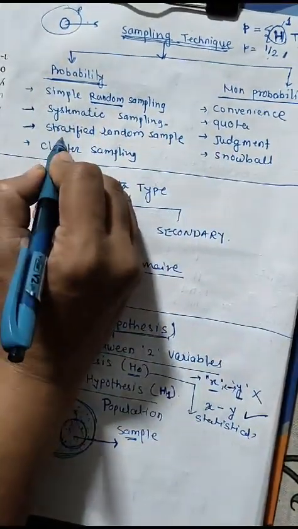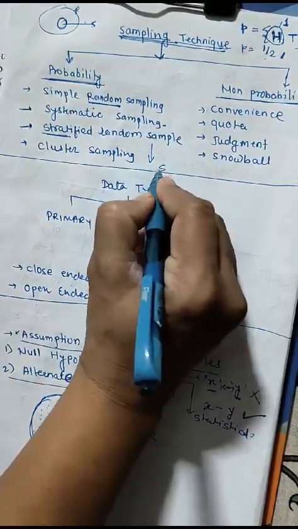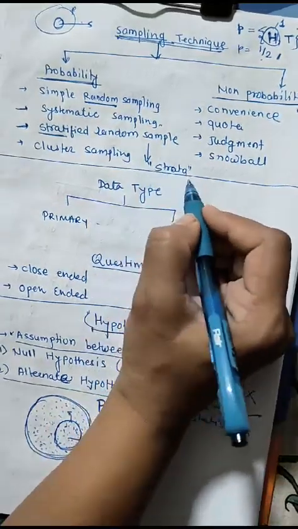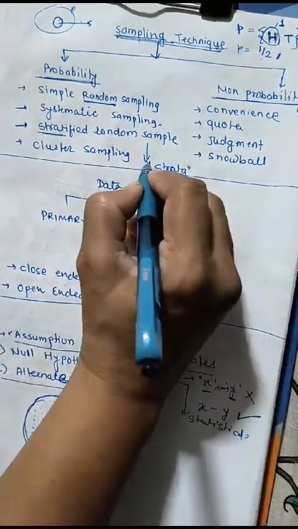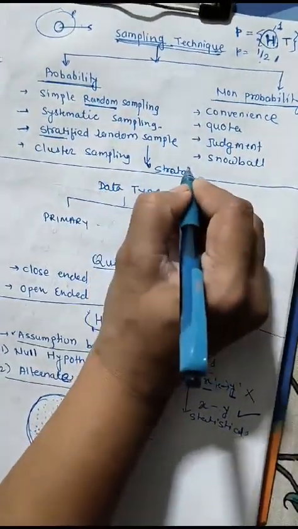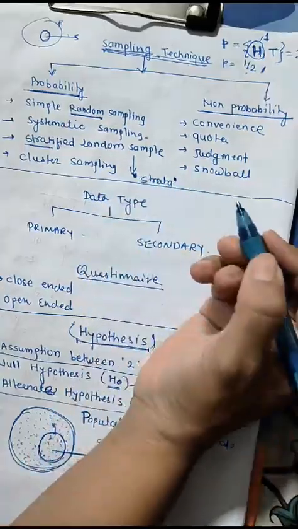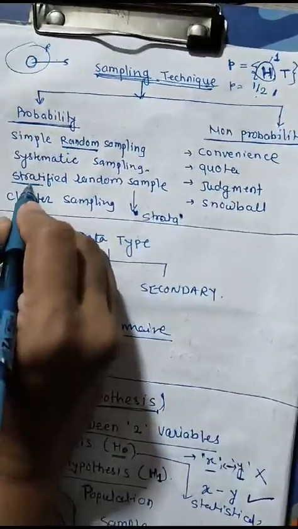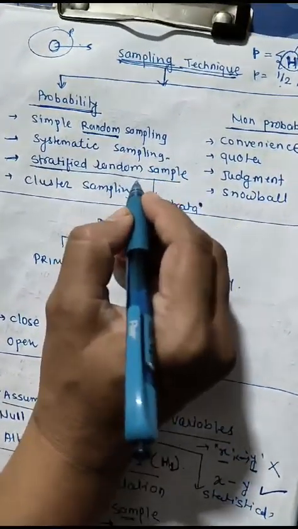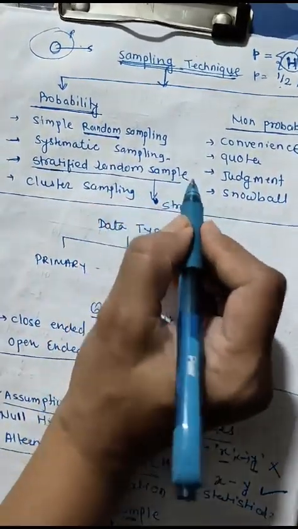Then the next technique is stratified random sampling. Here we divide the population into strata, and from those strata we choose a sample. This is possible when your population is homogeneous in nature, having heterogeneous characteristics. Stratified random sampling is nothing but choosing samples randomly from the strata. That is called stratified random sampling.